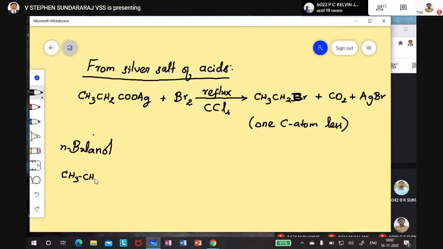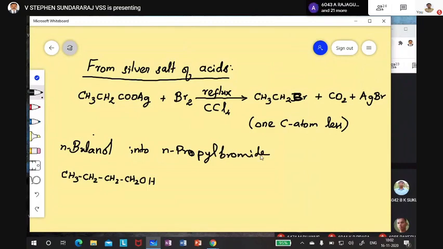So n-butanol into n-propyl bromide or chloride. You have to write the reactant on one side. This is the starting material, and the product you should get is CH3CH2CH2Br. Propyl means n-propyl, a straight line of all three carbons, and here bromine should come. Now you write like this.